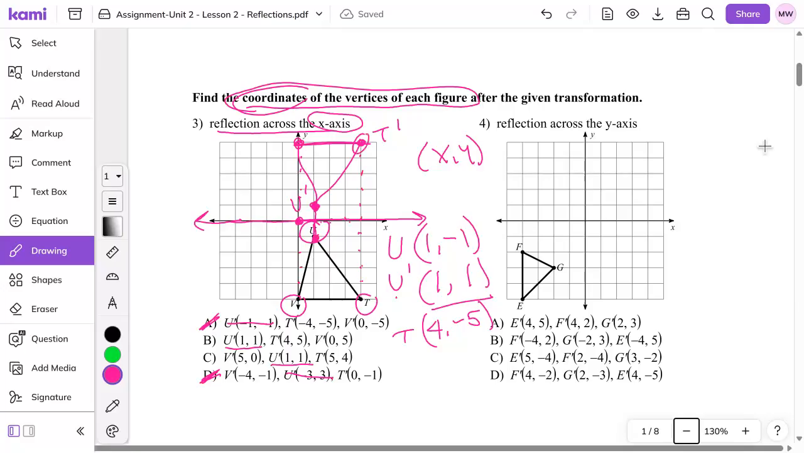1, 2, 3, 4. 1, 2, 3, 4, 5. So you can see these are the same, but these are positive, negative. So T prime is 4, 5.